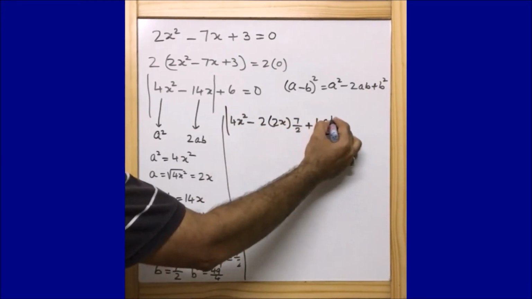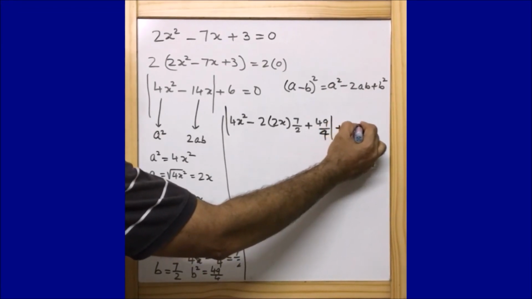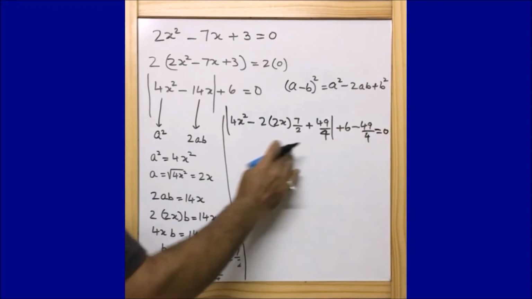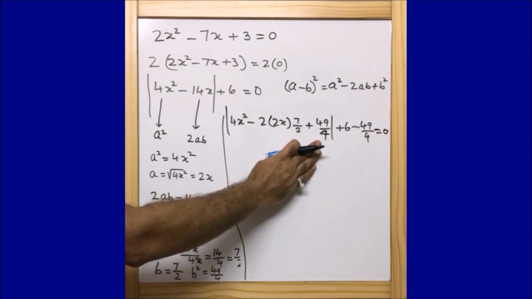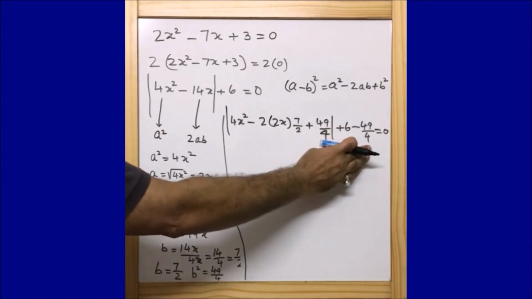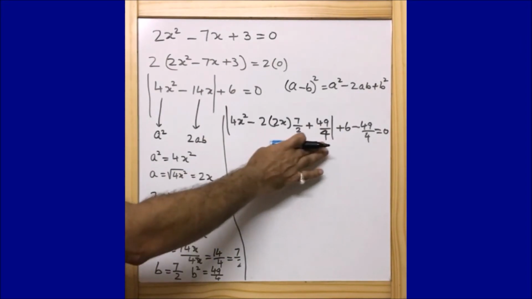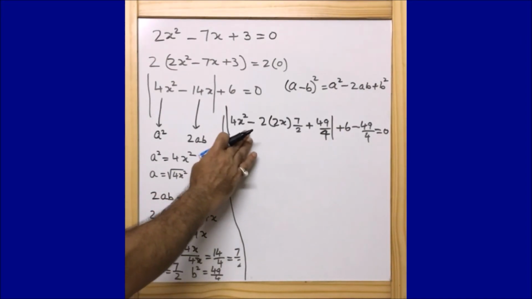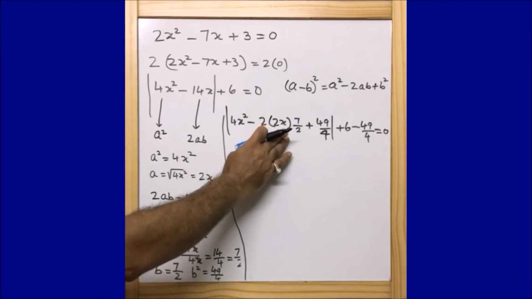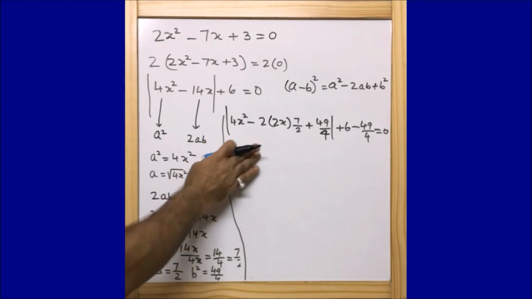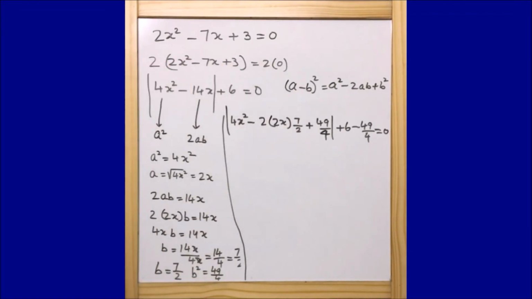So this is one part, plus 6 minus 49 by 4 is equal to 0. As I have added 49 by 4 here, I am eliminating this by deducting it again. Now this is what we got. The value of this is 4x square minus 2 into 2x into 7 by 2 plus 49 by 4. That means this equation I can now write in the form of a minus b whole square.